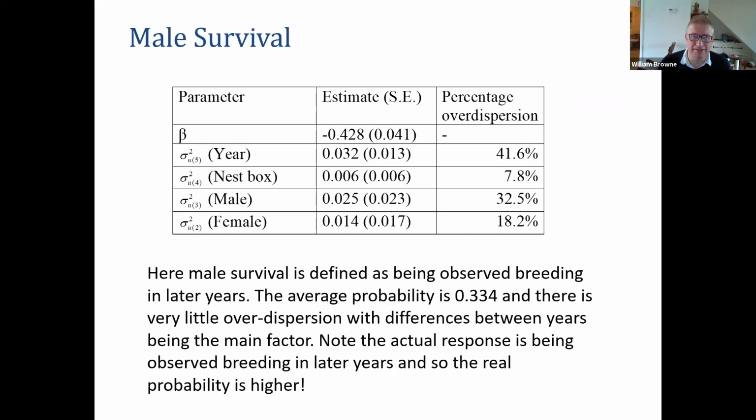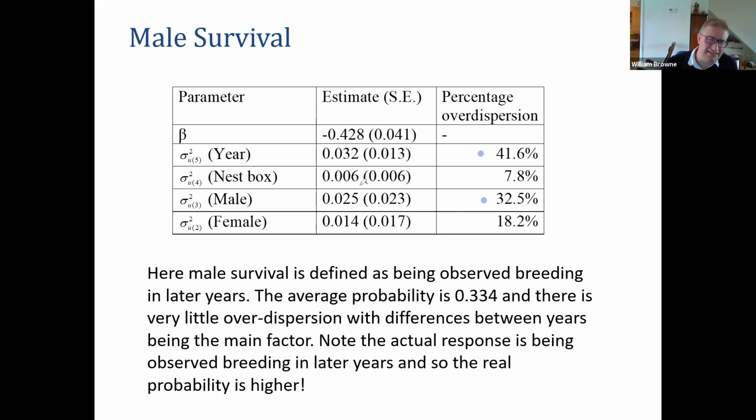so we can similarly look at male survival. What would affect male survival? Once again, year is the biggest driver. But here, it's males that we're looking at, so the particular male has an impact. Okay, the probability, if we back transform this minus 0.428, is about 0.33.